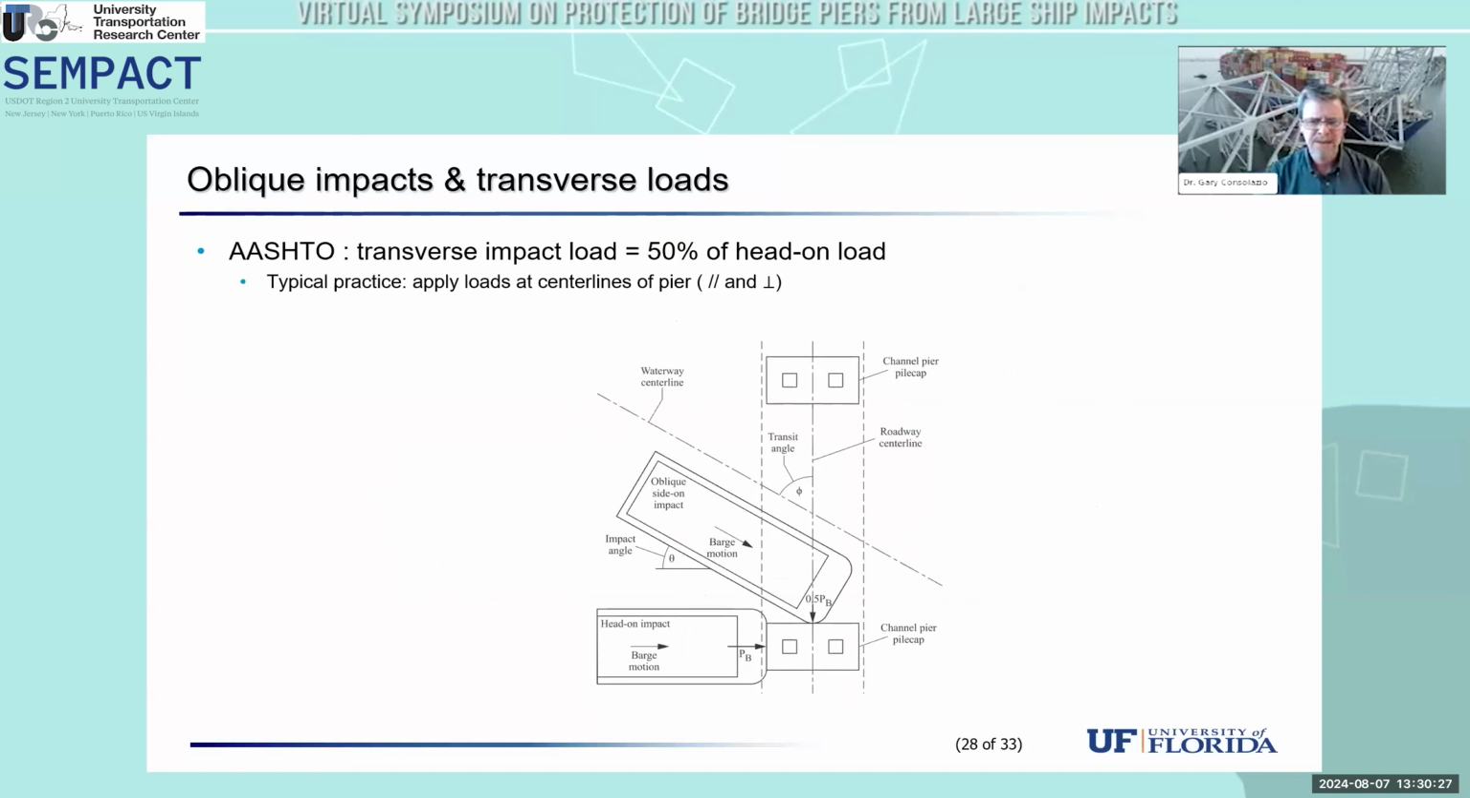So this has been mentioned before, but AASHTO includes provisions for applying 50% of the head-on impact load in a perpendicular direction. And so that's illustrated in the bottom left of this figure. If we have a vessel, in this case a barge, transiting in a direction that's parallel to one of the axes of the impacted pier, AASHTO tells us to apply 50% of that load in the normal or perpendicular direction.